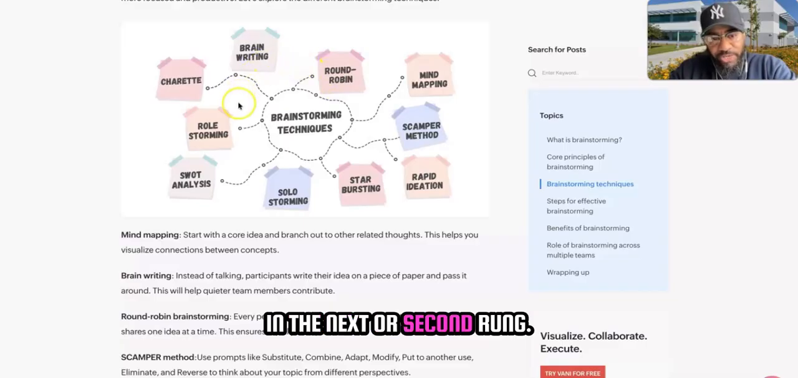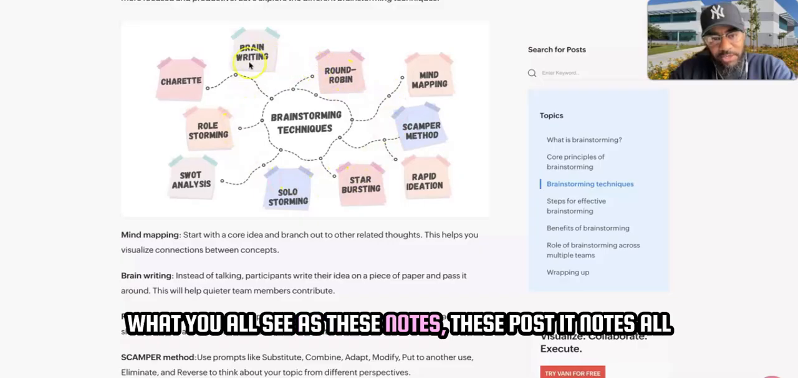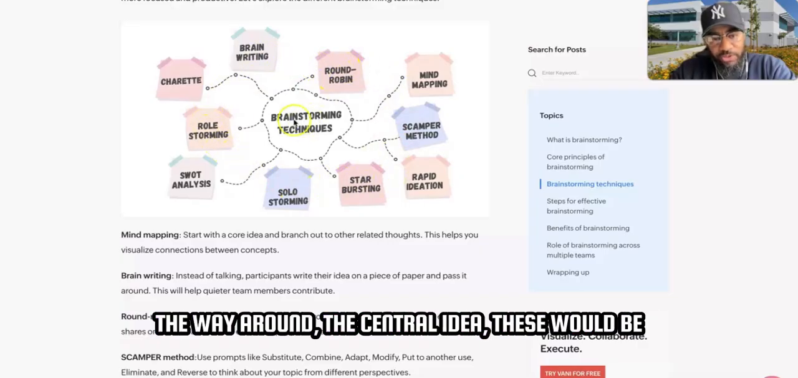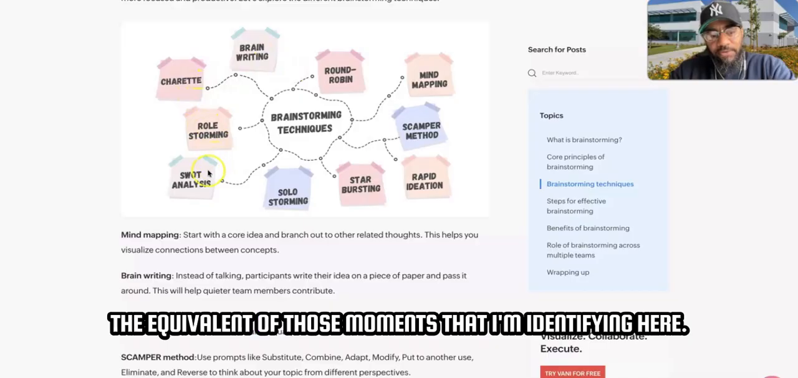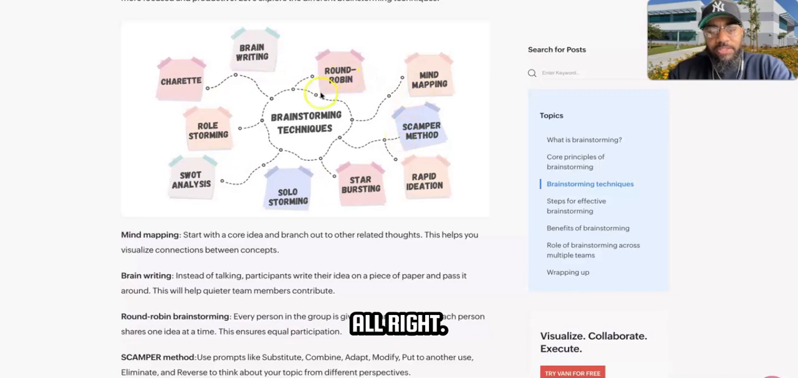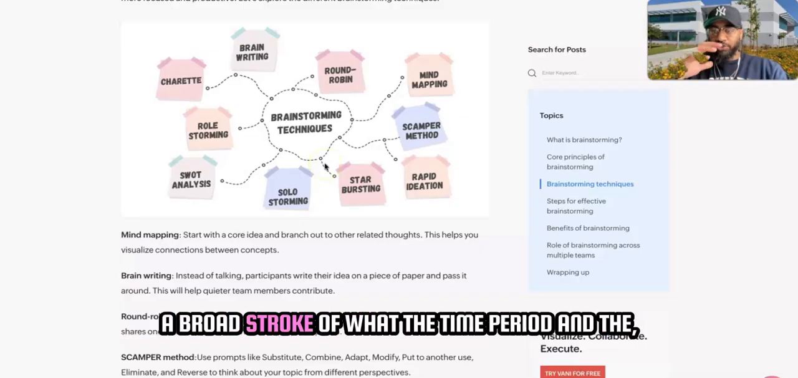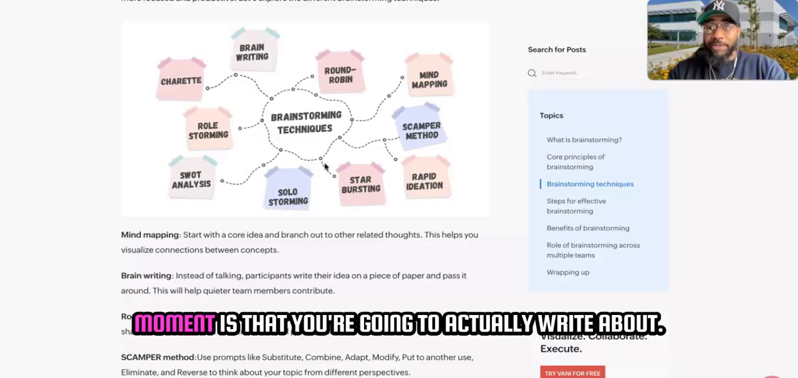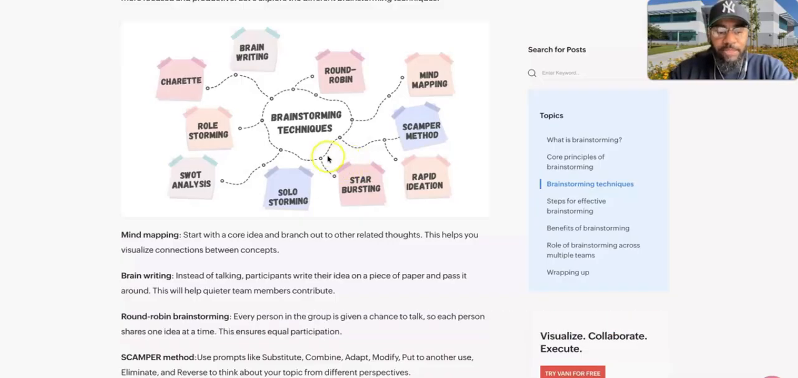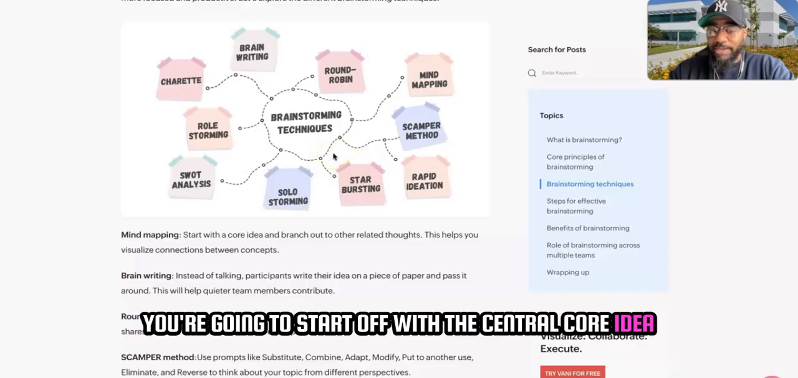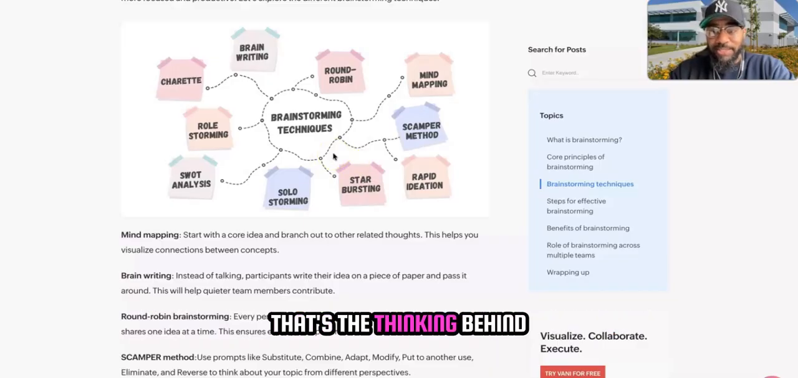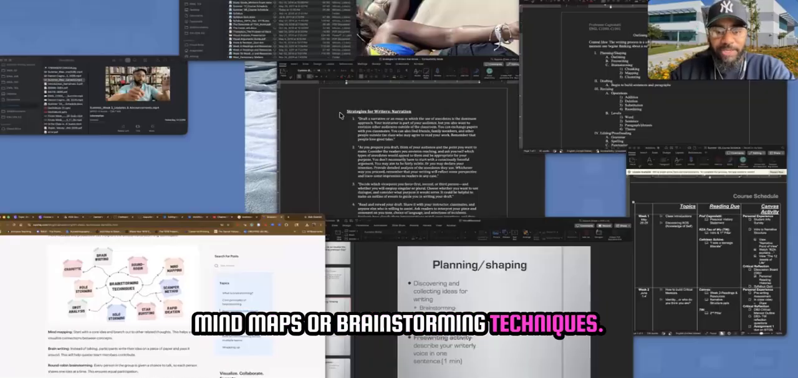In the next or second rung, what you all see as these post-it notes all the way around the central idea would be the equivalent of those moments that I'm identifying here. So this is the technique otherwise known as mind mapping. It quite simply helps to give you a broad view, a broad stroke of what the time period and the moment is that you're going to write about. You start off with the central core idea, and then you branch out to other related thoughts. That's the thinking behind mind maps or brainstorming techniques.